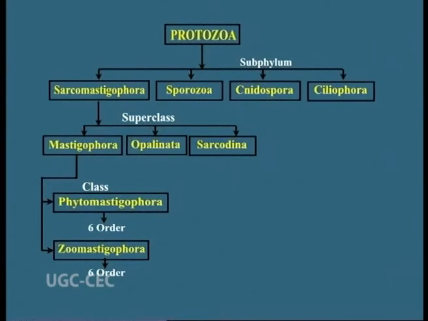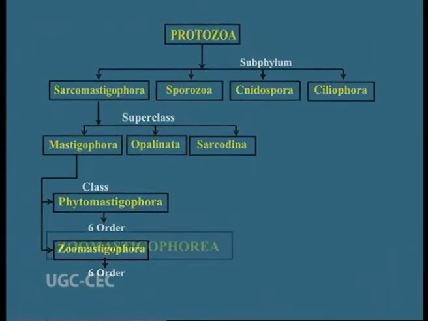Class Zoomastigophoria. Chlorophyll or chromatophores absent. Most of them are parasitic. Nutrition Holozoic or Saprozoic. There are one or many flagella. Often there is an undulating membrane. Reserve food is generally glycogen.